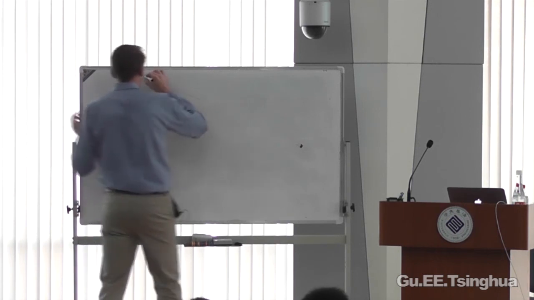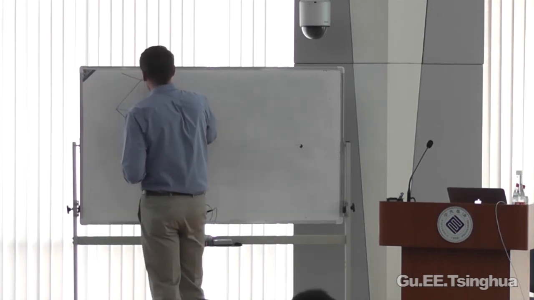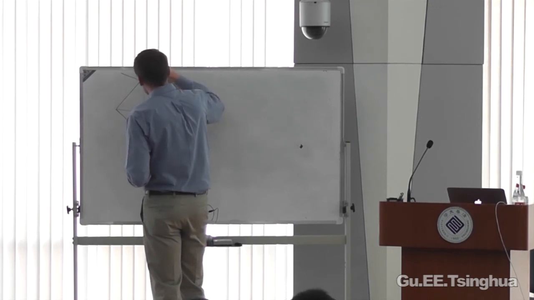So if we have something like this, maybe this is our vector x naught, this is our vector x sharp, and maybe h is the difference between these two.